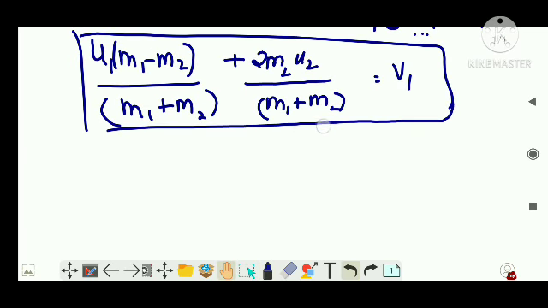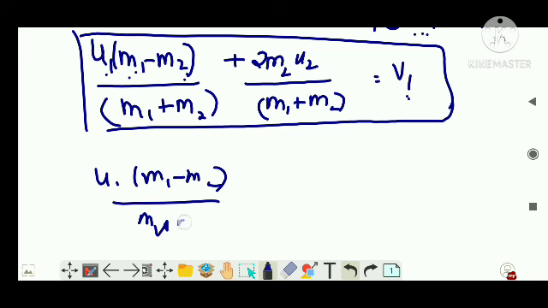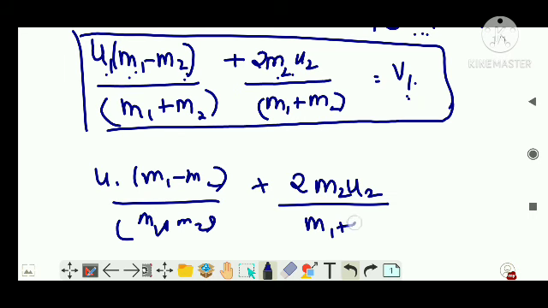This is the expression for the final velocity of the first mass. It is very easy to learn this equation by heart. I don't know why kids find it difficult. You want the velocity of the first mass, so first write its initial velocity times the mass difference, that is m1 minus m2, and the denominator is always m1 plus m2. Then you write plus 2, and in place of the first mass, write m2 u2 divided by m1 plus m2.